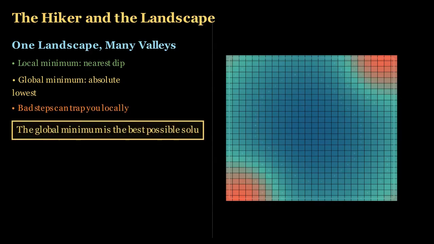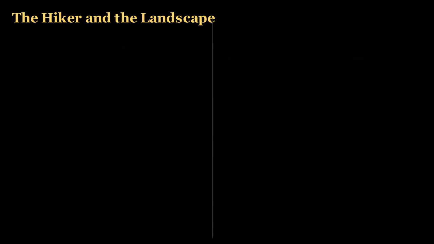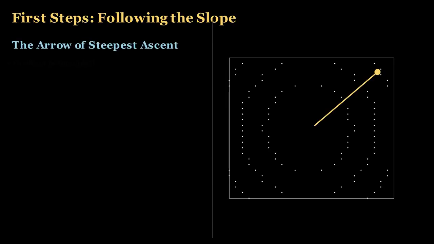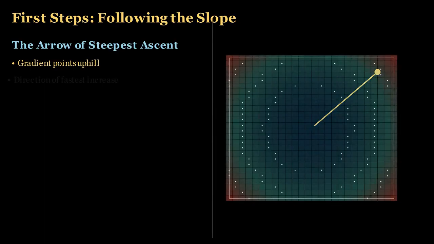A real landscape has many dips. A local minimum is the lowest point in your immediate neighborhood, but not necessarily the global one. Our hiker just felt the local slope underfoot.